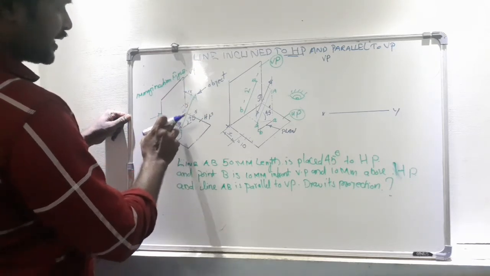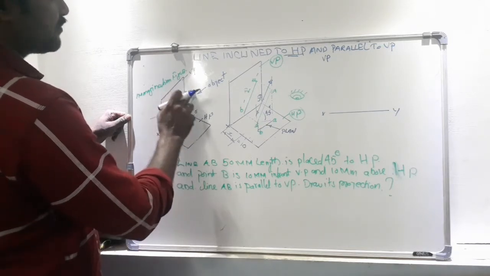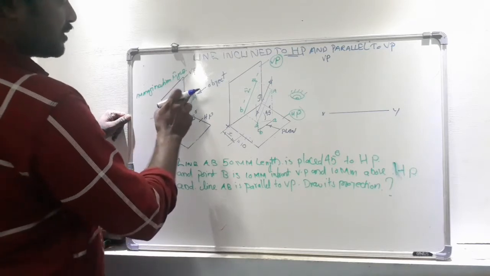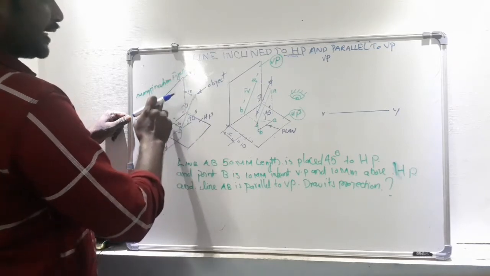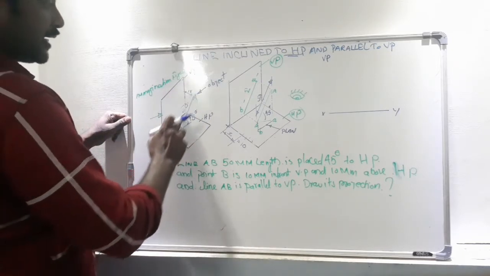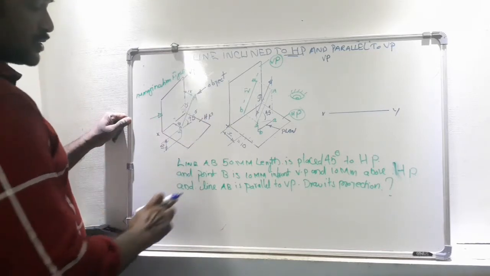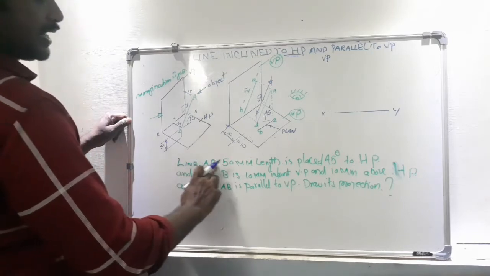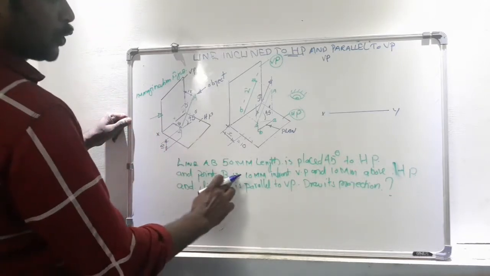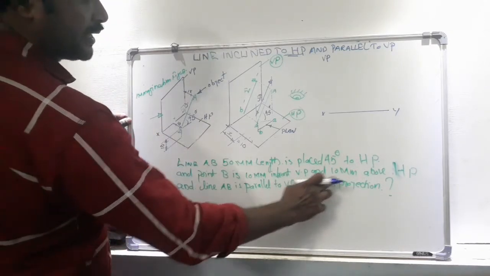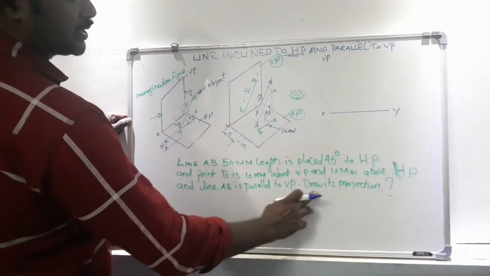From this dimension we can understand that point A and point B are equally placed in front of the VP. So that value is 10 mm. So we can say that AB is parallel to VP. Line AB is parallel to VP and placed 45 degree inclined to the HP. So our question is: line AB, 50 mm length, is placed 45 degree to HP, and point B is 10 mm in front of VP and 10 mm above HP, and line AB is parallel to VP. Draw its projection.